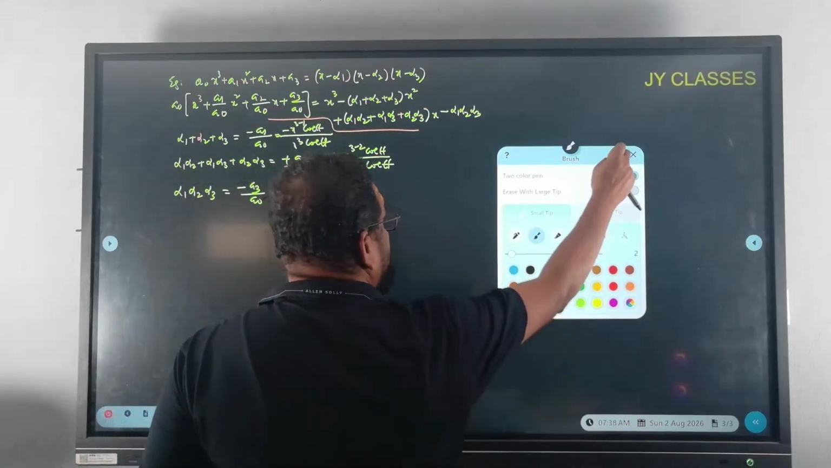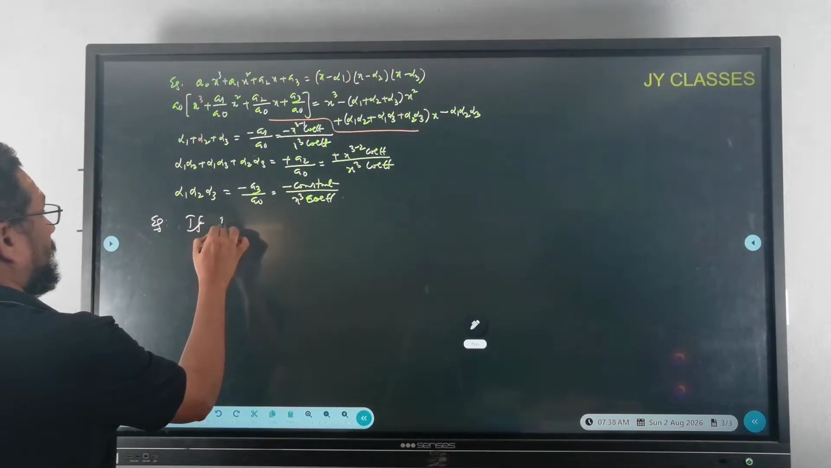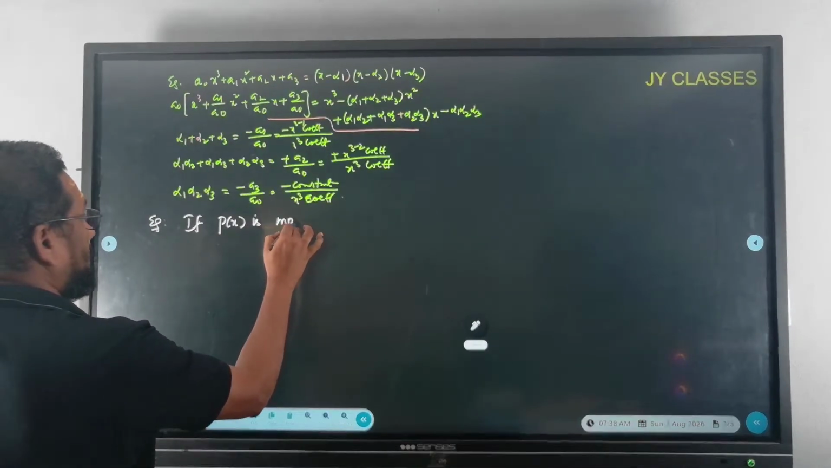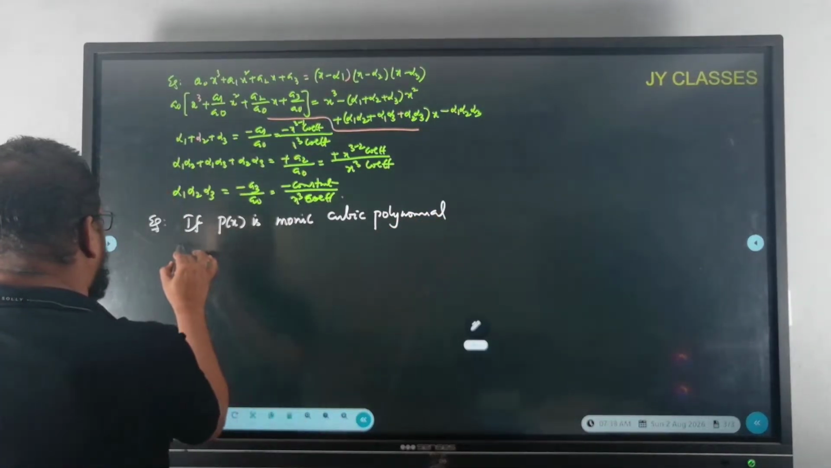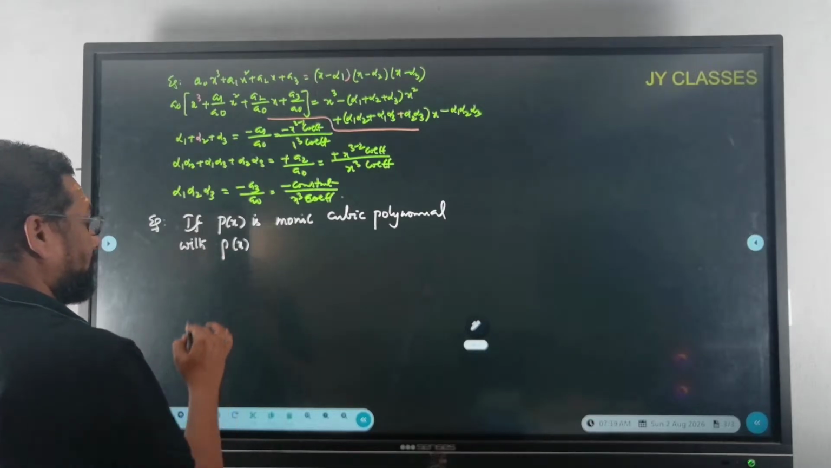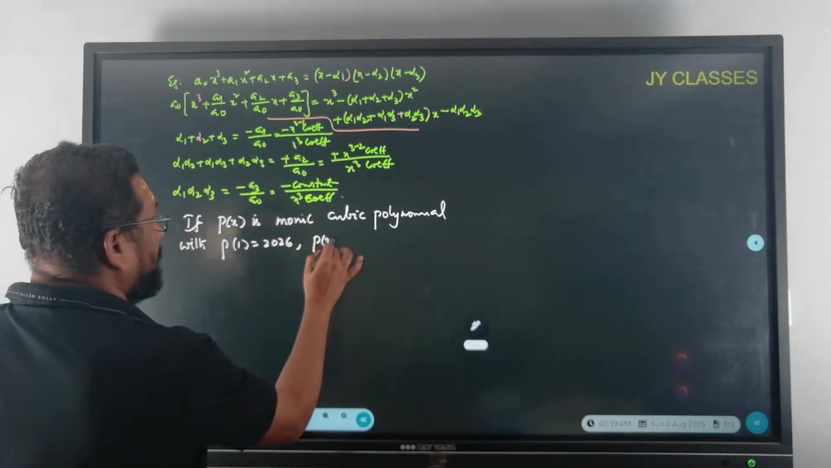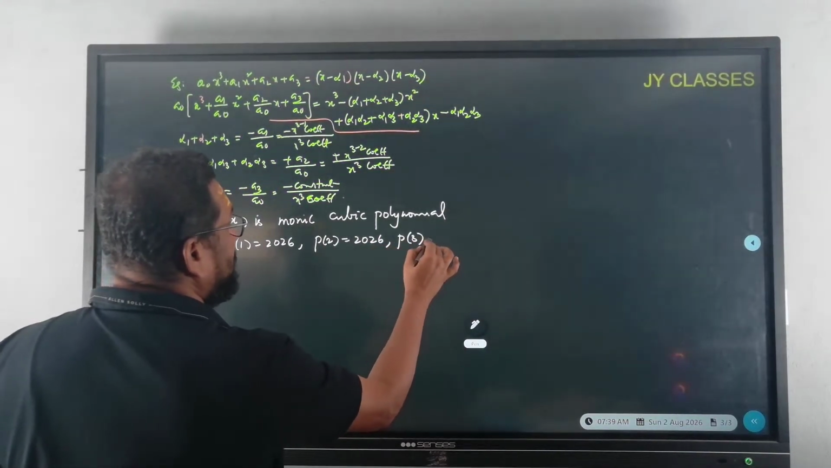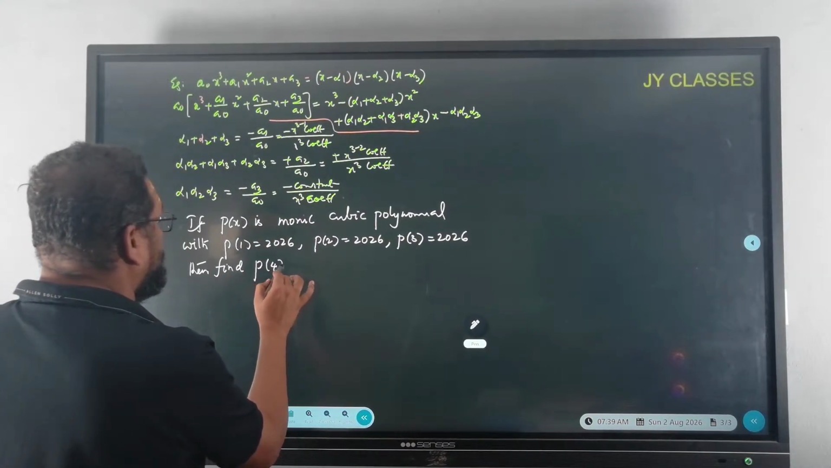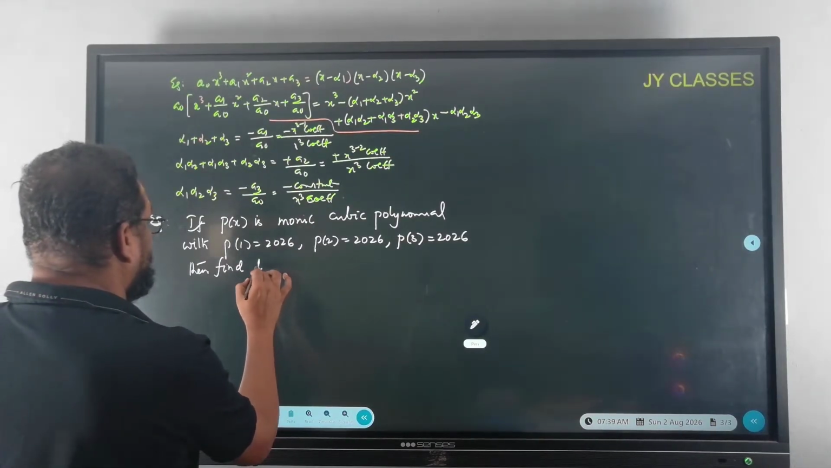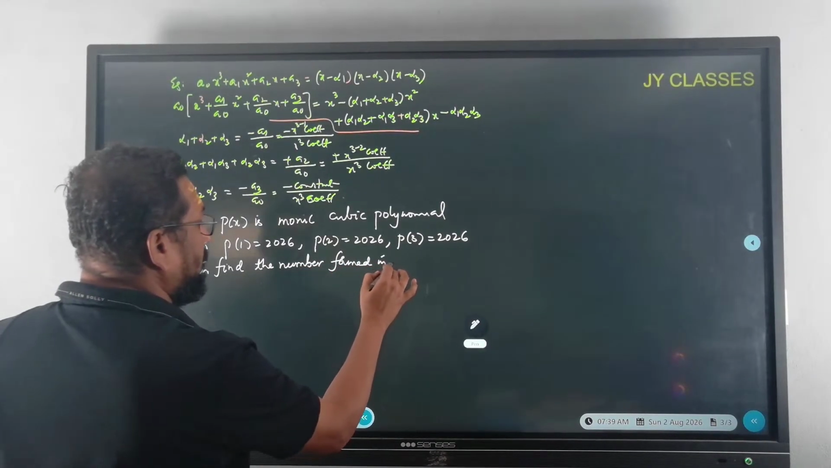We'll see an example here. If p of x is a monic cubic polynomial with p of 1 is equal to 2026, p of 2 is equal to 2026, p of 3 is equal to 2026, then find p of 4, then find the number formed in the last two places of p of 4.